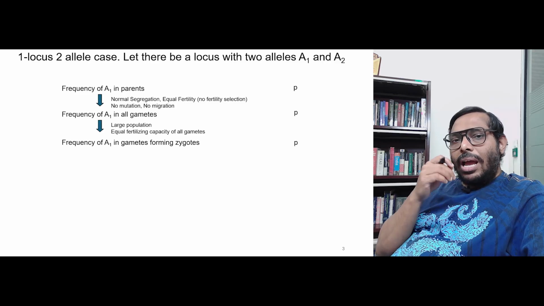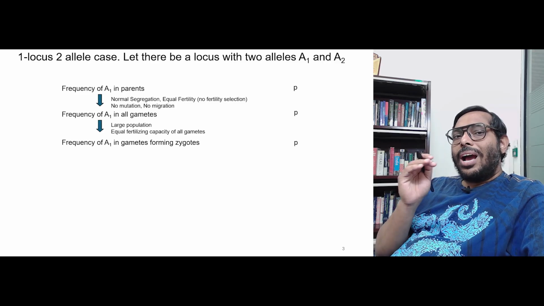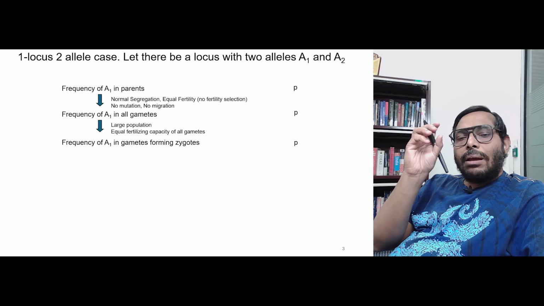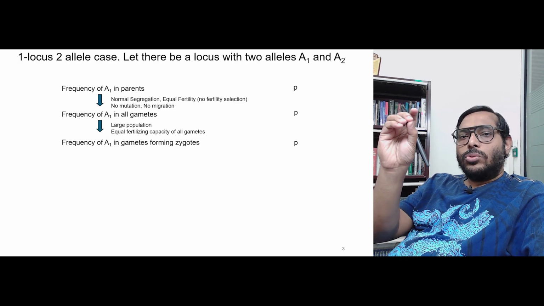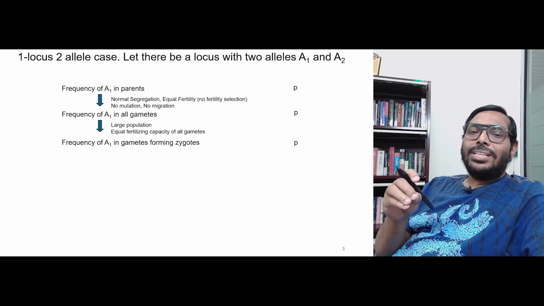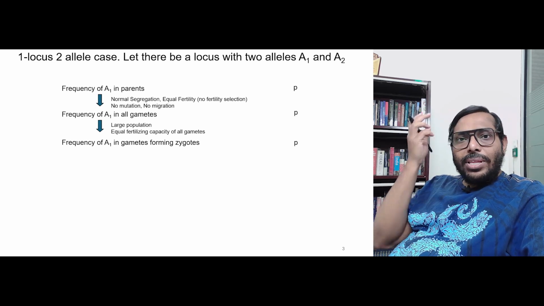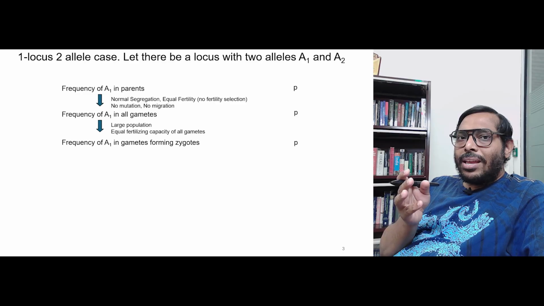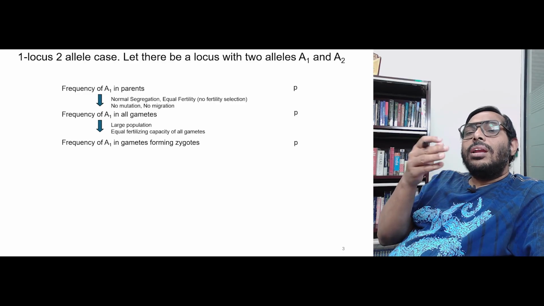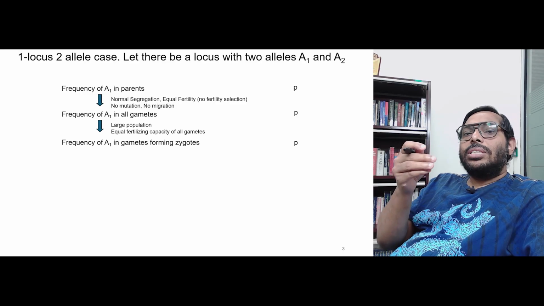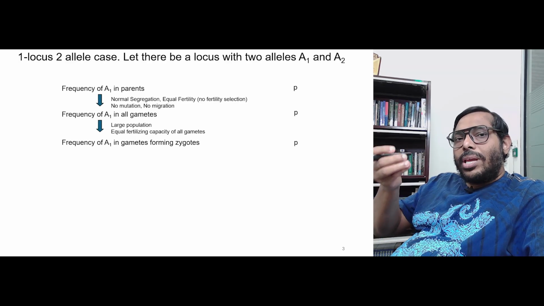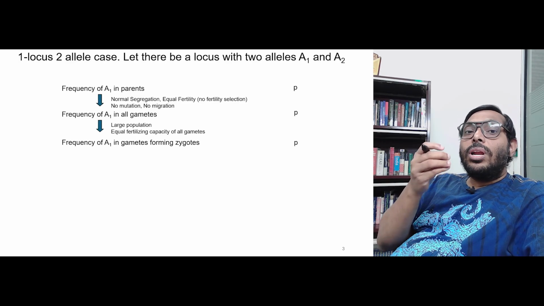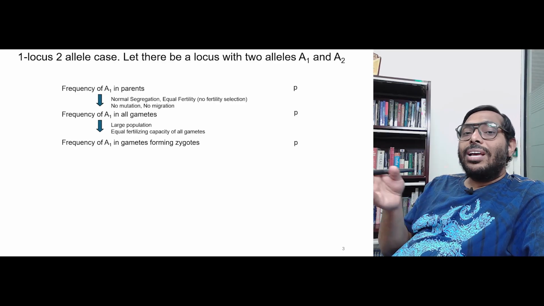Now, similarly, I said that the sampling has to be unbiased. In other words, all the individuals in the population should have an equal chance of being represented in the sample. Now, if that be the case, then in a biological system, what does that imply? That implies that all the individuals or gametes have an equal chance of ending up being the gametes that are forming the zygotes, and that is ensured only when the fertilizing capacity of all the gametes is similar.